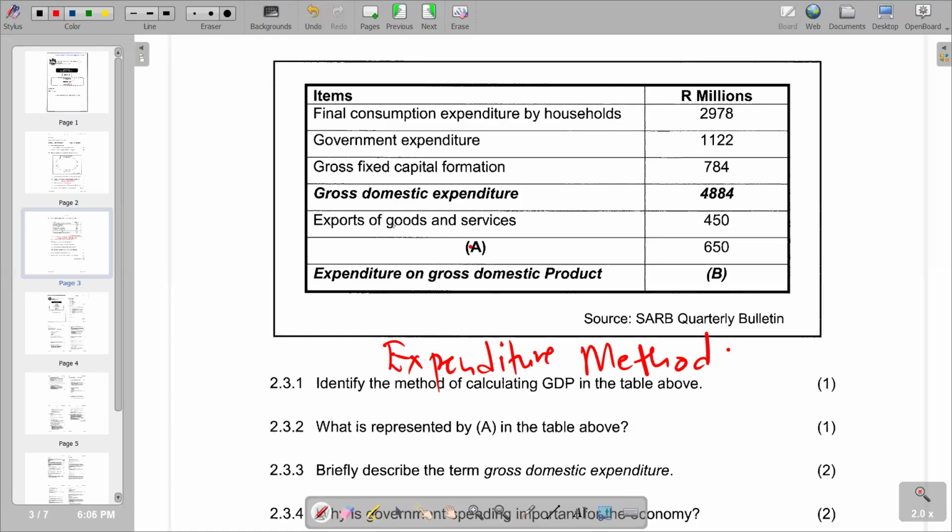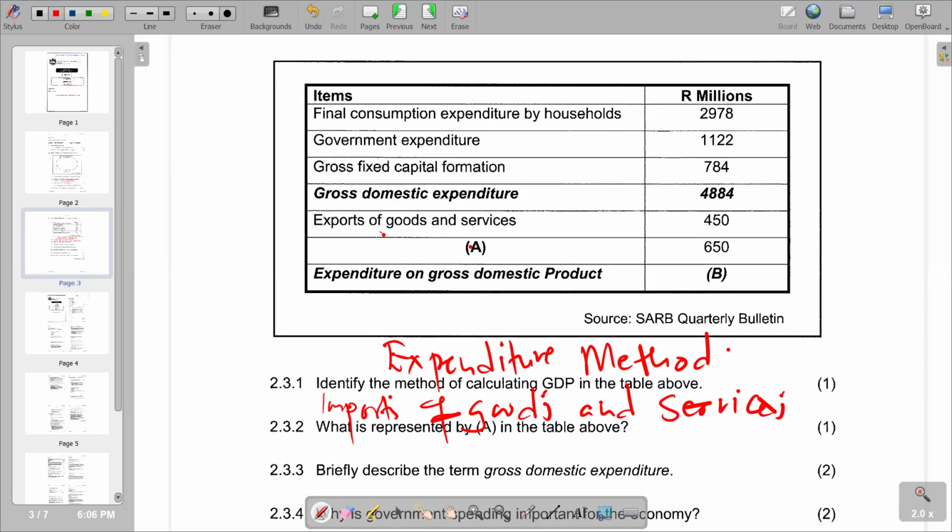And then we go to 2.3.2, what is represented by A in the table. So we have A here, but you see that on top of A, we've got exports of goods and services. So obviously, this represents imports of goods and services. So we represent imports of goods and services.